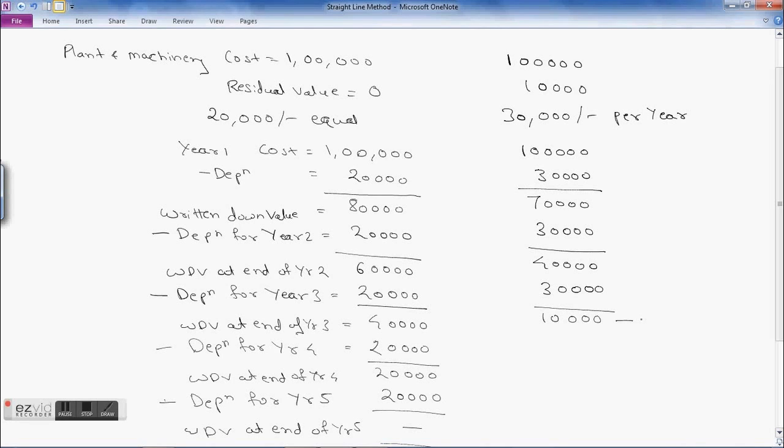Now here I had a simple example wherein we had given the depreciation amount. Many times the depreciation amount or the rate of depreciation is not given. So let's see an example on how to derive a rate of depreciation.